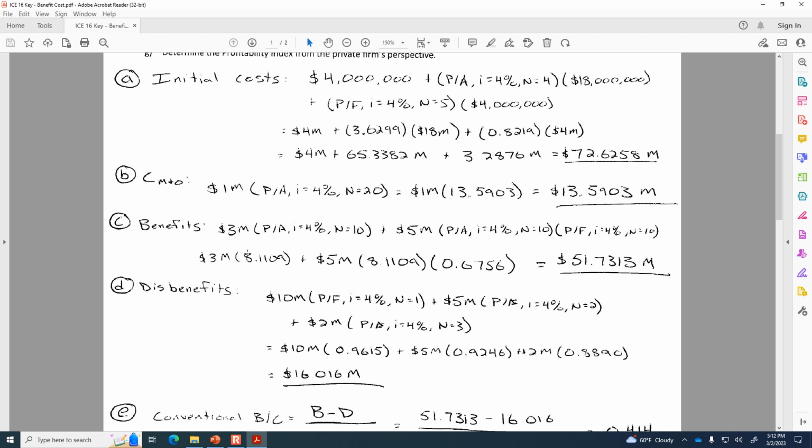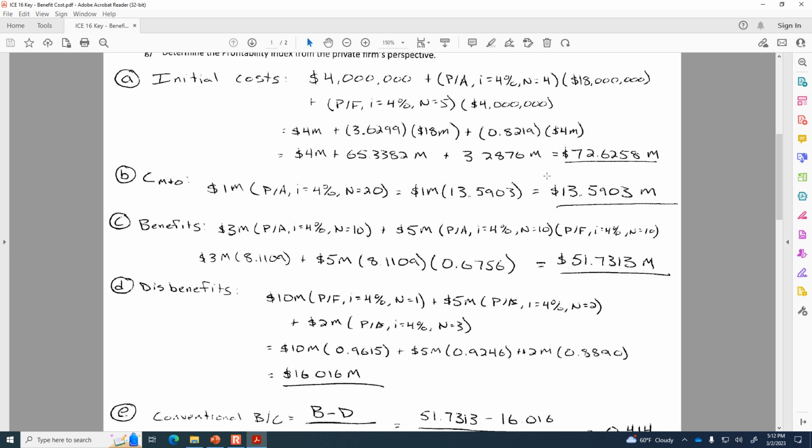So the reason why we are calculating these different things separately rather than combining them together is that the conventional and the modified B/C ratio put the maintenance and operation in a different place. In the modified, it goes into the numerator, but in the conventional, it goes in the denominator combined with the initial costs. So that's why the instructions are suggesting that what you need to do is first of all calculate the initial cost, then maintenance and operation, benefits, disbenefits. We're finding the present value of it all so that we can put it into the ratios.